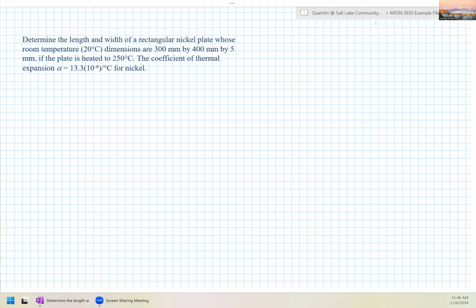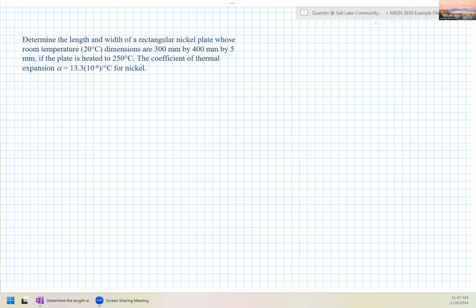Okay, let's look at a quick example of thermal expansion from chapter 4. So we have this example where we have a rectangular nickel plate whose dimensions at room temperature, so at 20 degrees Celsius, is 300 millimeters by 400 millimeters by 5 millimeters. So we're going to heat up this plate to 250 degrees Celsius. The coefficient of thermal expansion, the alpha, is 13.3 times 10 to the minus 6 per degree C. And we want to figure out what the new dimensions are of this thing once it's been heated up.